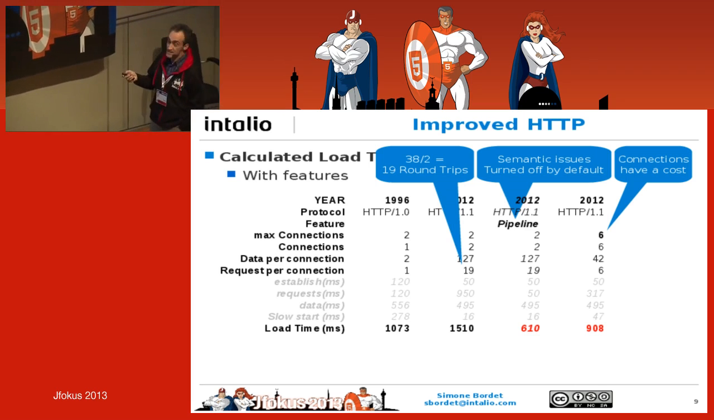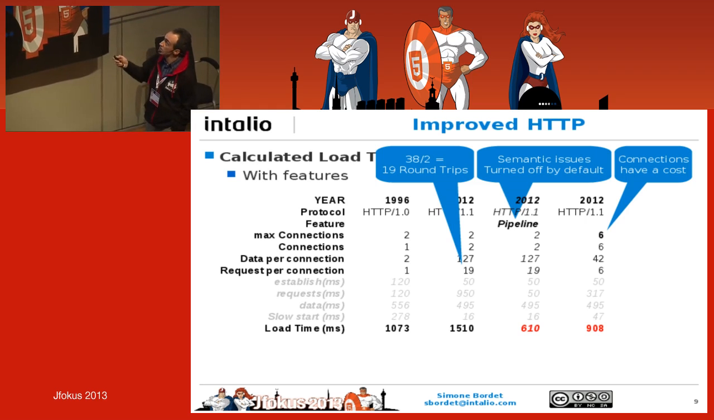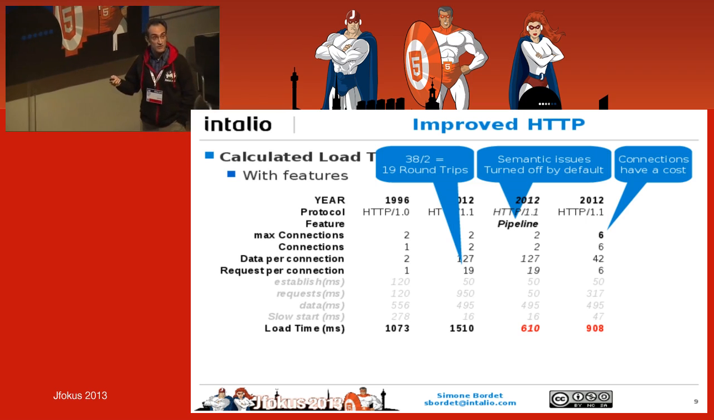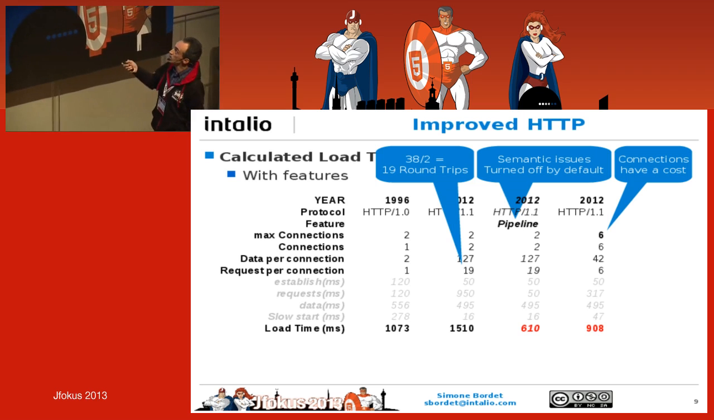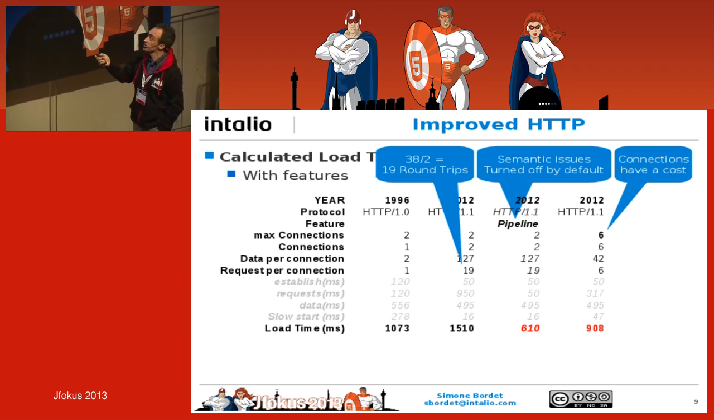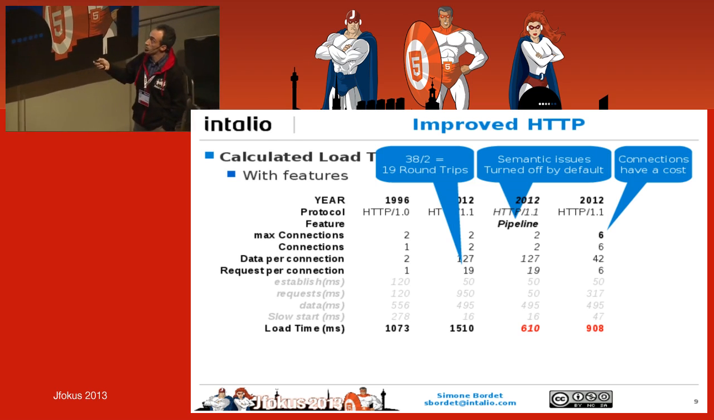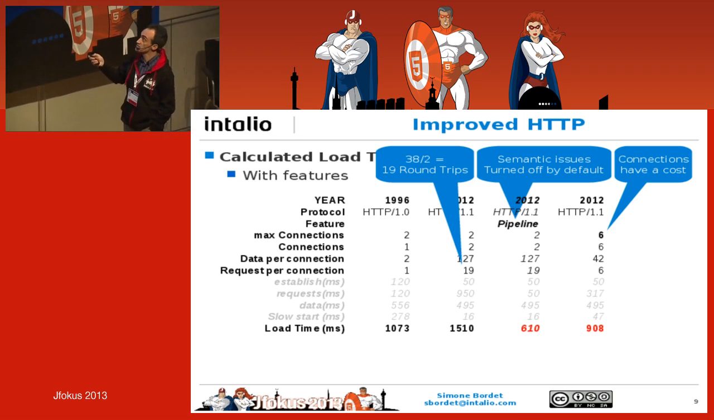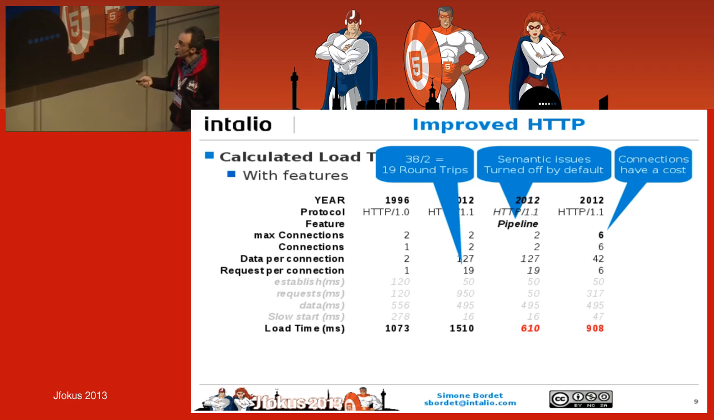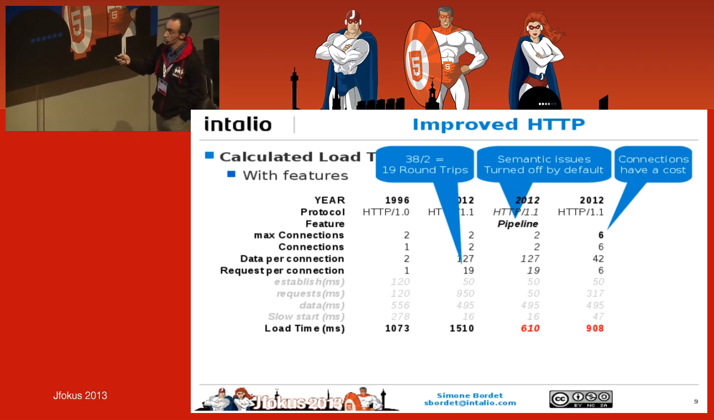Come on, so let's add more features. So one of the key features here was persistent connections. Before, we could only do one request per connection, then we had to close the connection. That was HTTP 1.0. In HTTP 1.1, we have persistent connections. So we have a big improvement, 2.6 seconds down to 1.5. Not enough. We're not even close to this one.